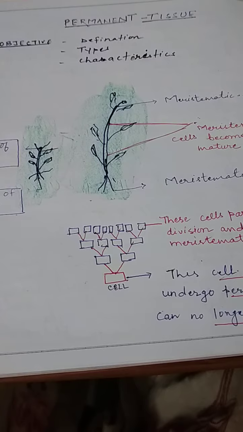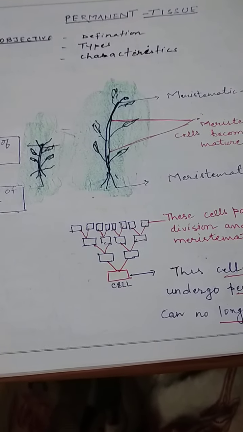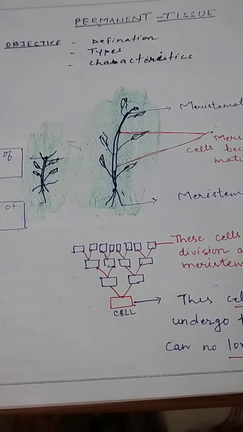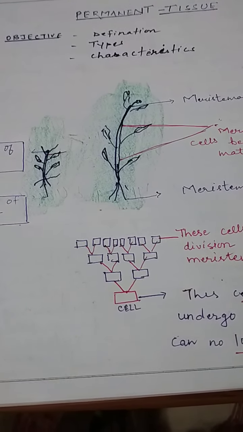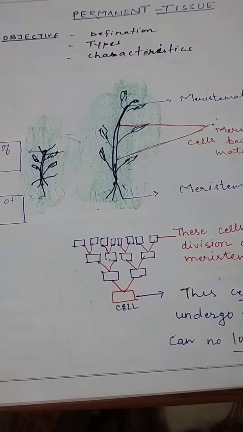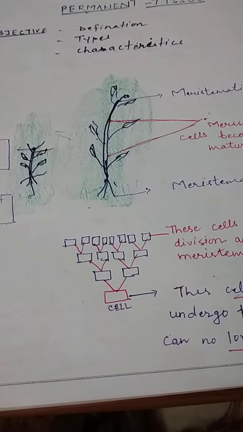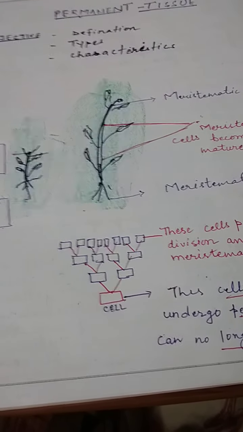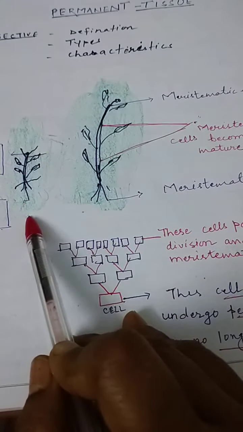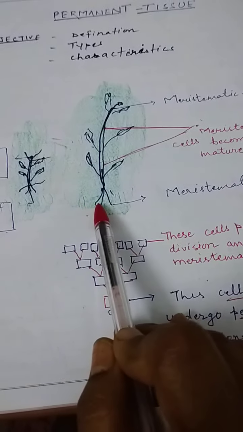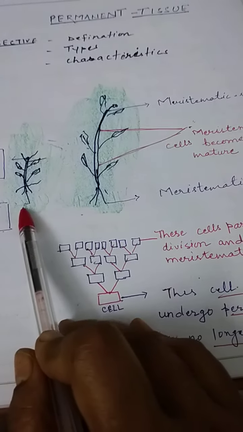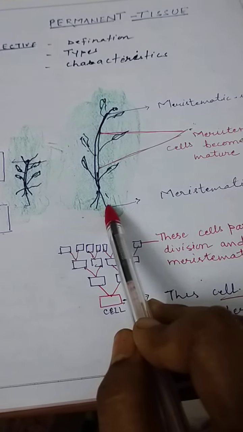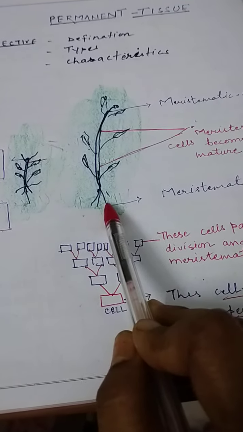Okay. Today's session starts with permanent tissue. Its objective is definition, its types and characteristics. Before starting this topic, you can observe these two pictures. You very well know this plant attains this size after some time.